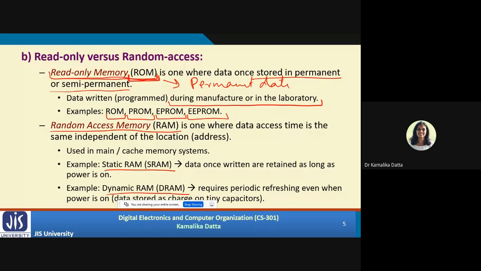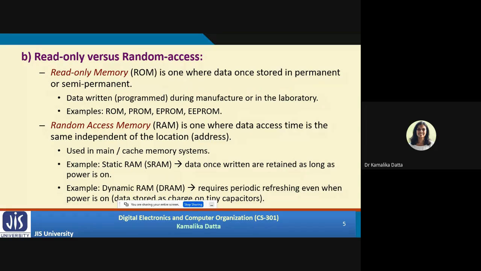Next is random access memory. I already discussed random access memory. What is the important point of random access memory? One important point is that the data access time is the same, independent of the location. That means if it is 4 gigabytes of memory, whether you access the first location or the last location, it doesn't matter. All have the same access time, independent of the location or the address. As I told you, these are used in main memory and cache memory systems.